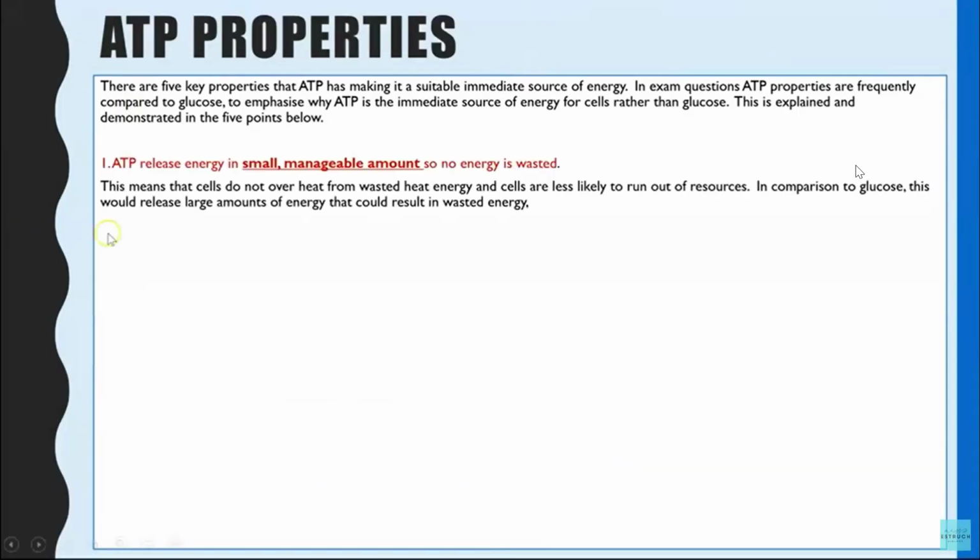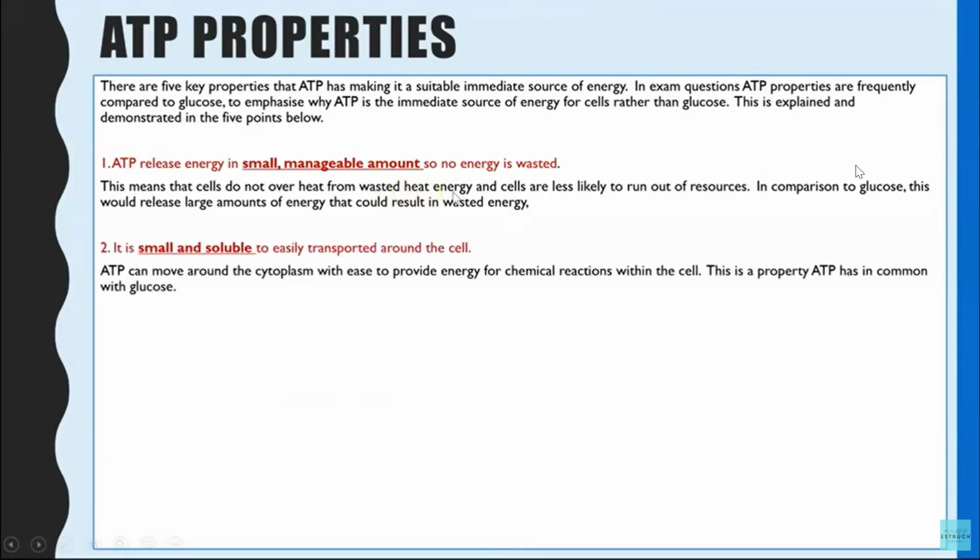So the first thing to point out, and this emphasises why ATP is more suitable, it only releases small, manageable amounts of energy when that bond between the phosphate groups is broken. Whereas if you were to break down glucose, you'd get large amounts of energy. The reason this is useful is you're going to be wasting less energy because you will only release small amounts. If that's not enough, you hydrolyse more ATP until it adds up to the quantity that you need. So it prevents wasting energy, and also a lot of wasted energy is in the form of heat, so it stops the cells from overheating.